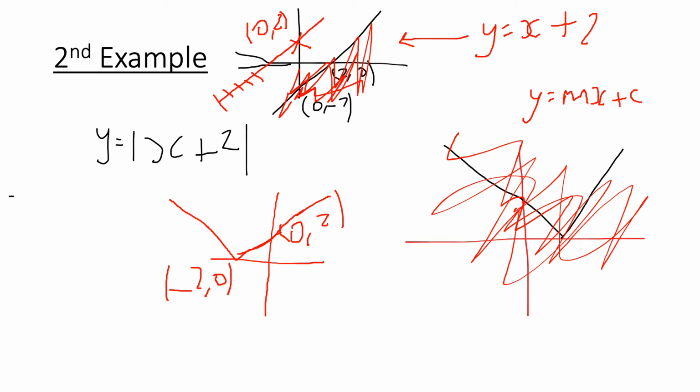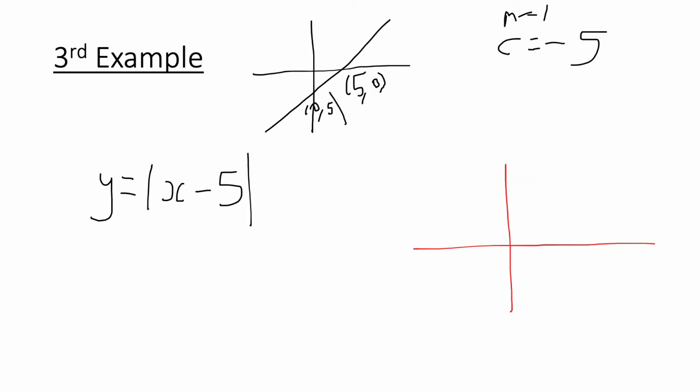So the plus 2 means that it crosses on the plus 2 here, and then it's got a gradient of +1. Obviously, I haven't actually plotted it properly, but that is a rough sketch of my graph.